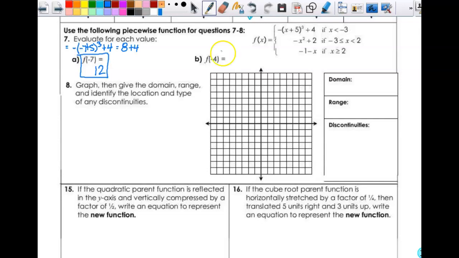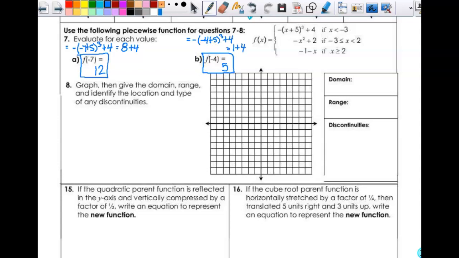Then I have to look for negative 4. Well, negative 4 is less than negative 3 also, so I'm substituting it into the same one. So that is equal to negative 4 plus 5 cubed plus 4. So negative 4 plus 5 is 1. 1 cubed is 1. 1 plus 4, I get 5. Okay.